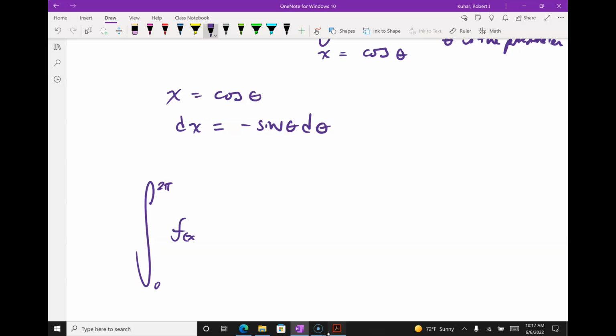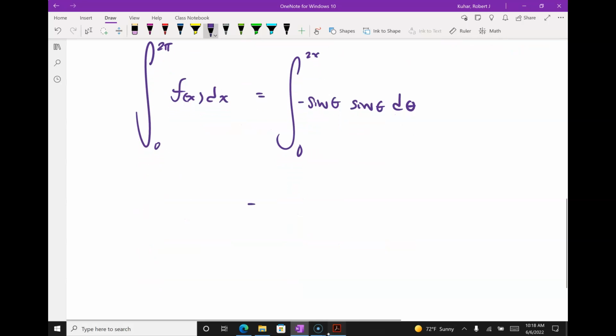of f of x dx, that's y dx, right? Y was sine, and d theta was negative sine. That's the integral from 0 to 2 pi of sine squared theta d theta.